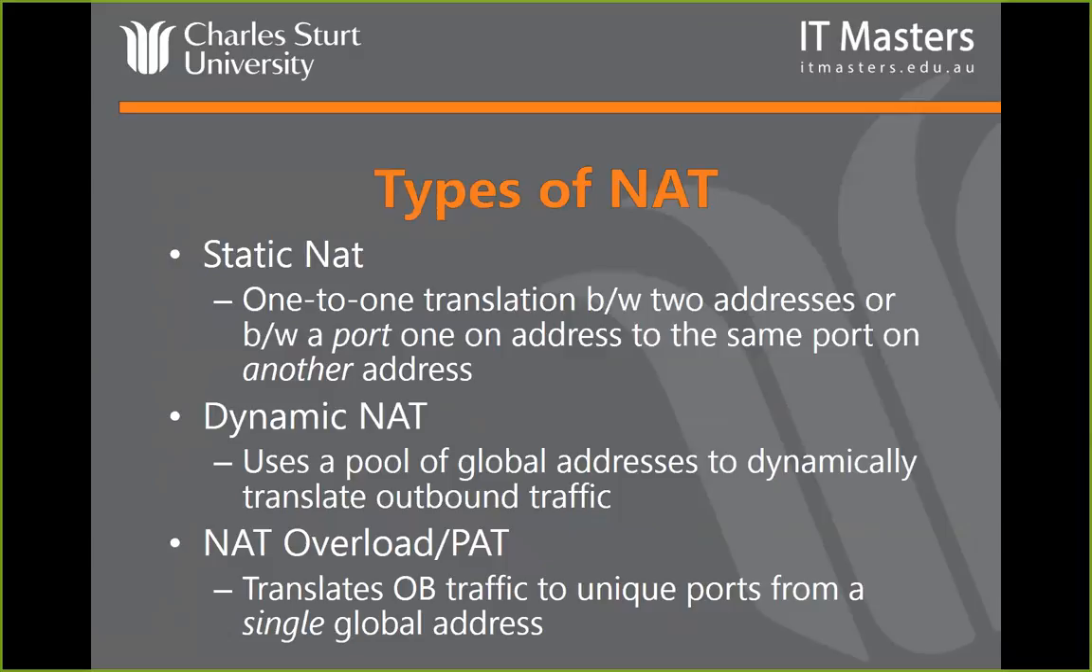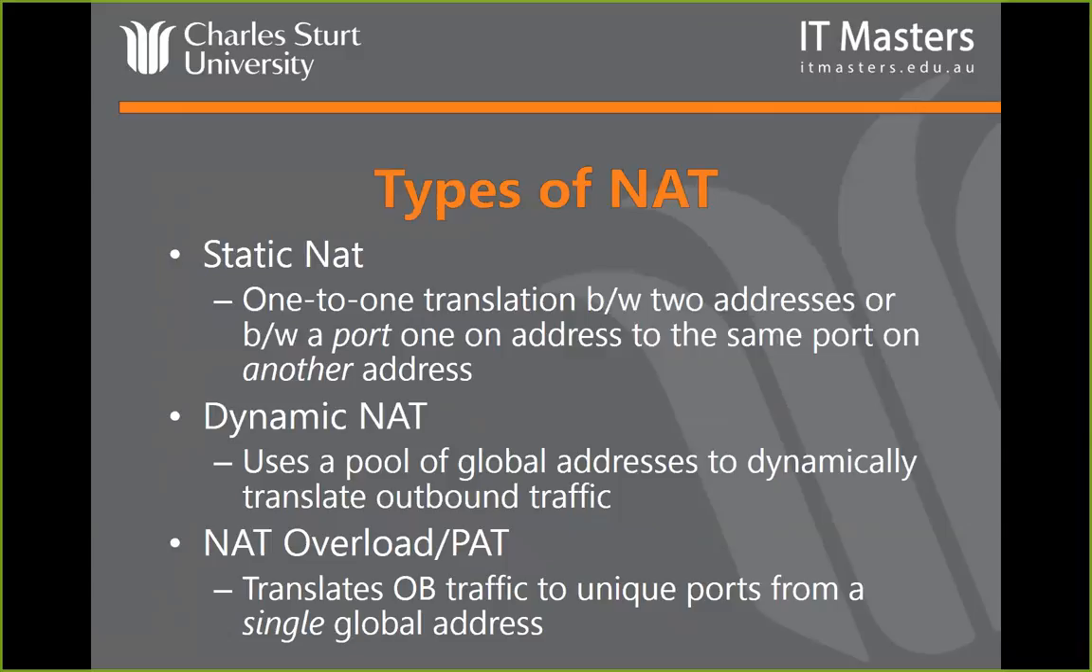Dynamic NAT is where we use a pool of global addresses, which can be just a small pool, to dynamically translate traffic as it goes out past the device that's doing the NATing, whether that's a router or a switch or a firewall or whatever.